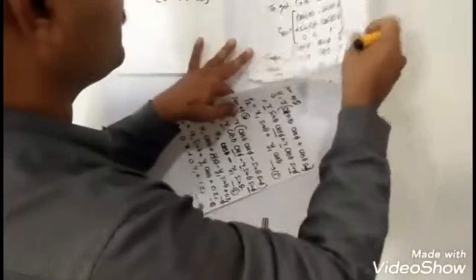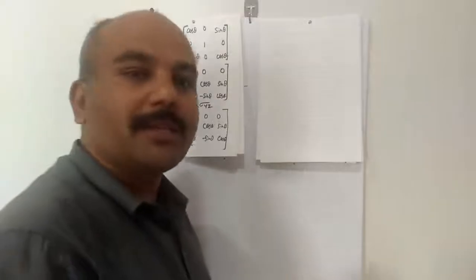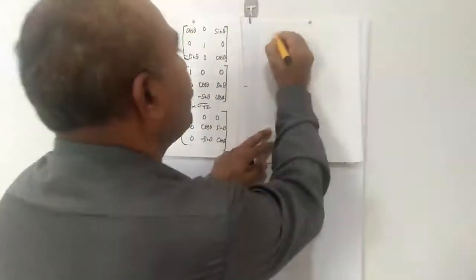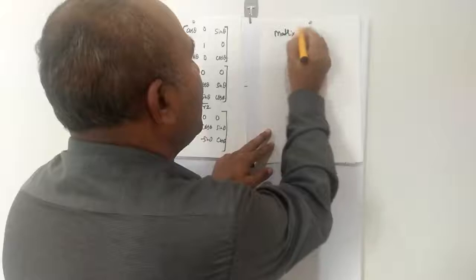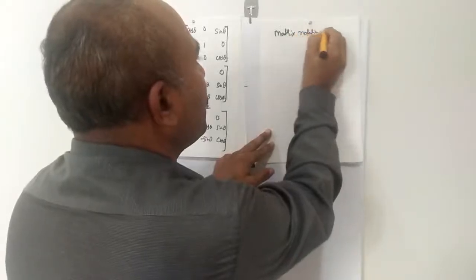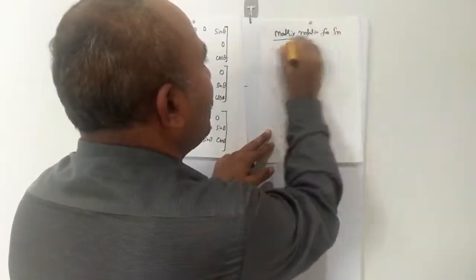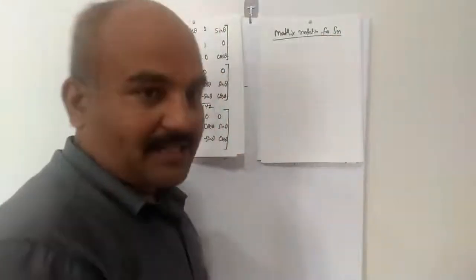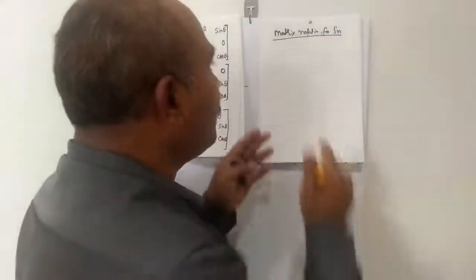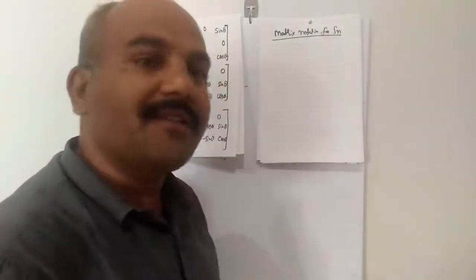The next and last one is the matrix notation for the improper rotational axis. By the knowledge of proper rotation, now we will derive the matrix notation for the SNZ matrix. Matrix notation for the SN axis, that is the improper rotational axis. If you get the matrix notation along the Z axis, then it will become the SNZ matrix.